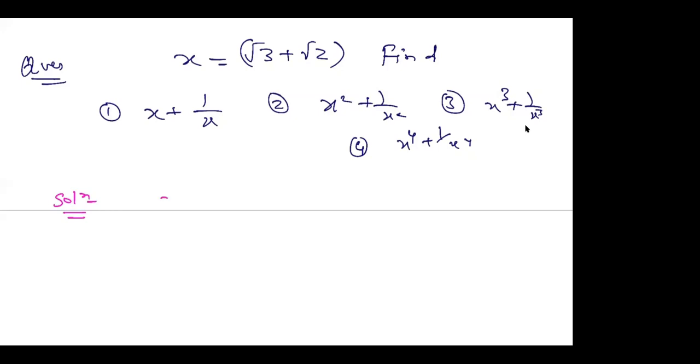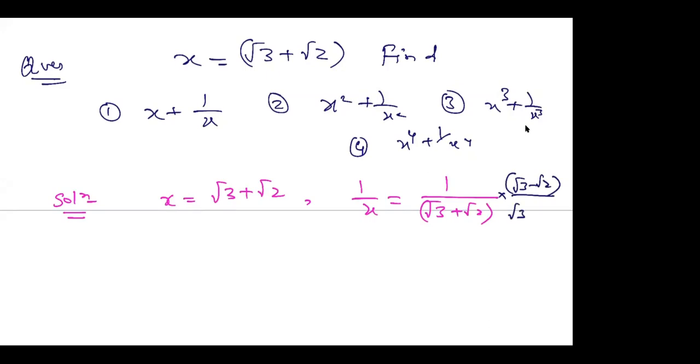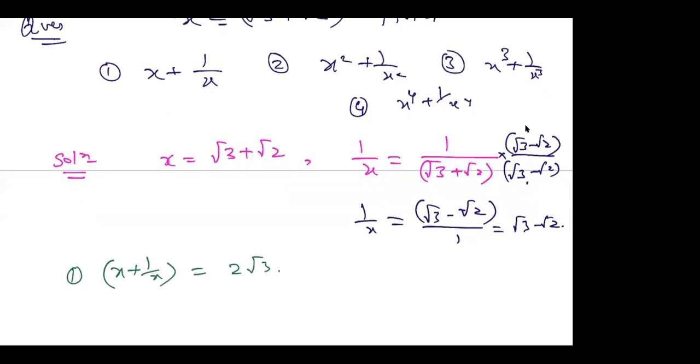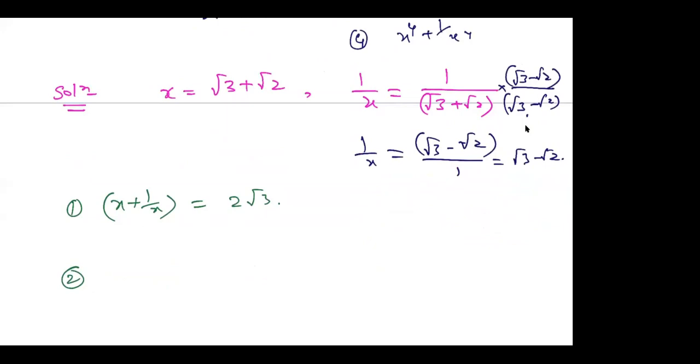Solution: x is root 3 plus root 2, so 1 by x is 1 upon root 3 plus root 2, multiplied with root 3 minus root 2, the conjugate, you remember this, right? I'm getting 1 by x is root 3 minus root 2 upon 1, which is nothing but root 3 minus root 2. First question, we have to find x plus 1 by x. If we add both the terms, I'm getting 2 root 3. Very good. Second, x square plus 1 by x square: squaring both sides, x square plus 1 by x square plus 2, since x into 1 by x is 1 only, equals 12. So x square plus 1 by x square is 10.